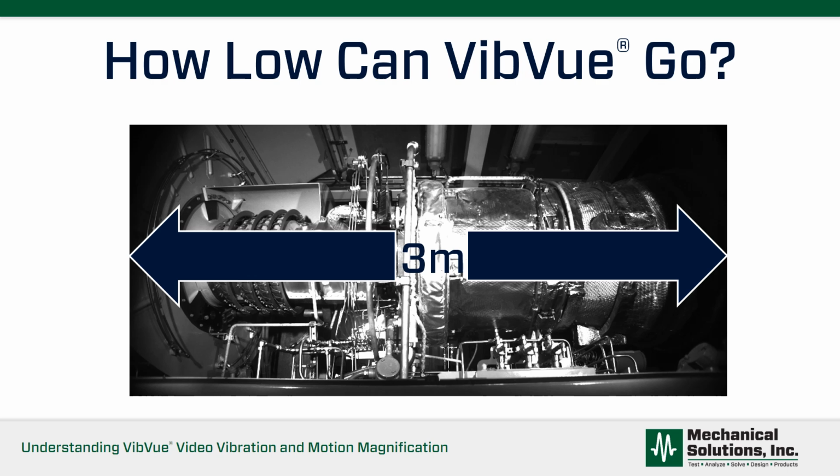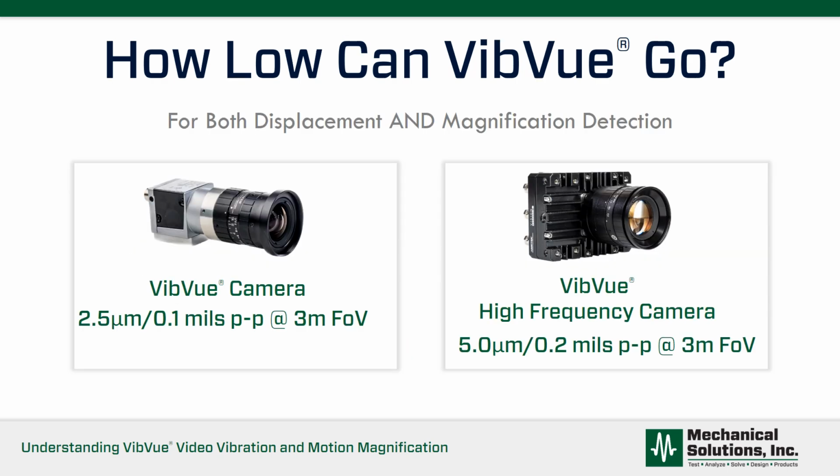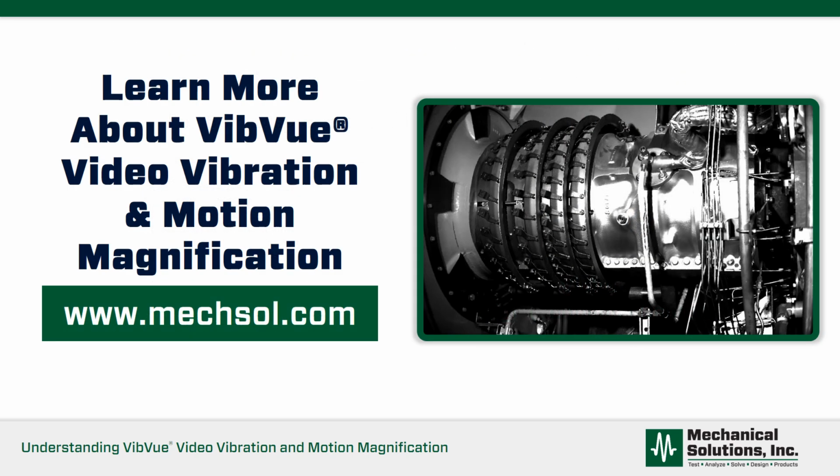Since the camera sensor plays a critical role in detection, our 2 cameras, one for lower frequency problems and one that handles high frequency problems, have different detection levels. The VibVue camera can detect down to 2.5 microns or 0.1 mils peak to peak for that 3 meter field of view. And the VibVue high frequency camera can detect down to 5 microns or 0.2 mils peak to peak for the same 3 meter field of view. We know! We think that's pretty amazing too.